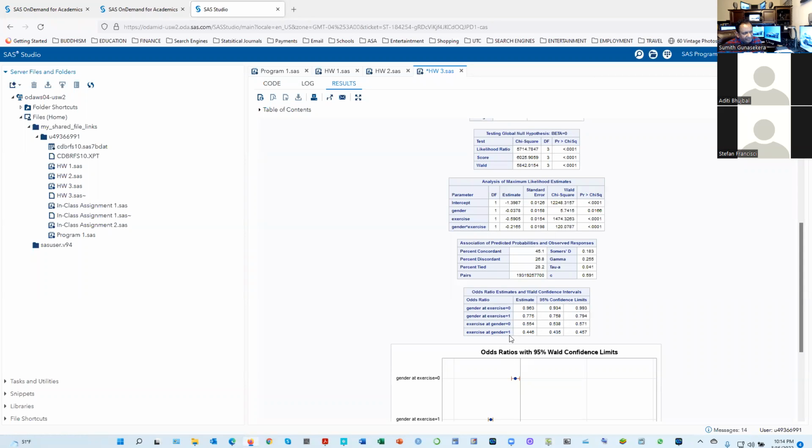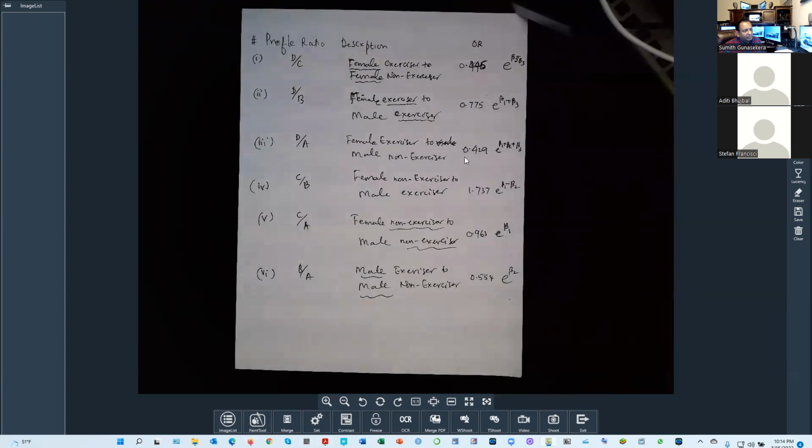See, exercise at gender 1, female, exerciser to non-exerciser, 0.446. So, see, pretty much everything that we got for that one. See, 1, 2, 3, 4.